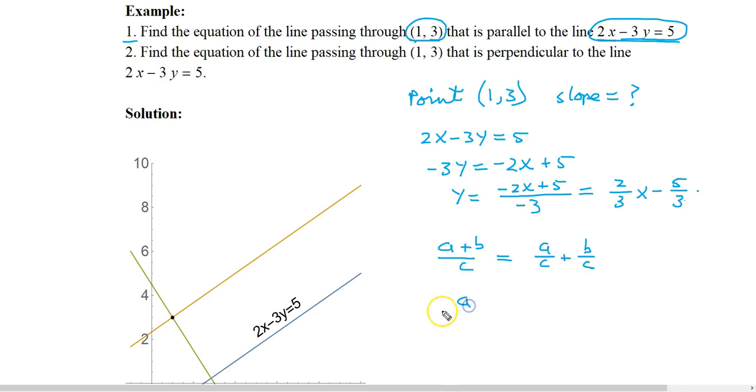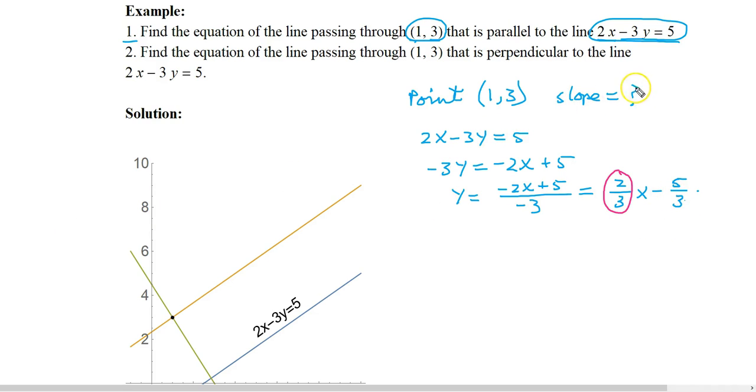If you had something like a over (b plus c), you could not split this up as a over b plus a over c. That doesn't work. It only works when the addition is in the numerator. So now going back to our problem here, we can read off our slope. Our slope here is 2/3. And negative 5/3 happens to be our y-intercept, but we're not really going to need that right now.